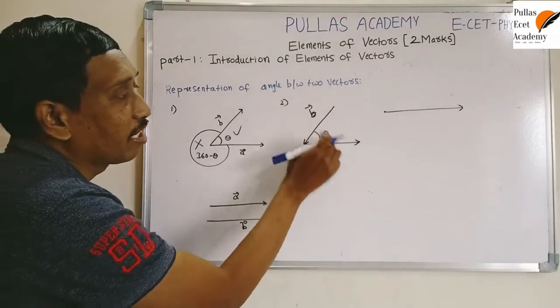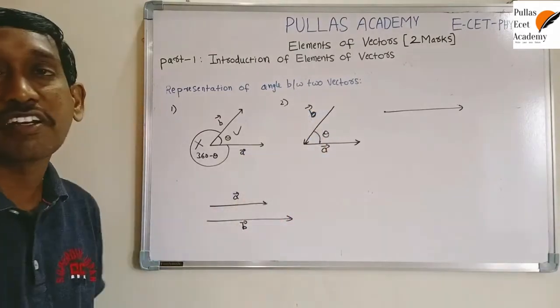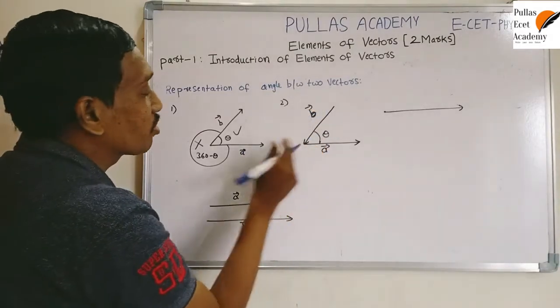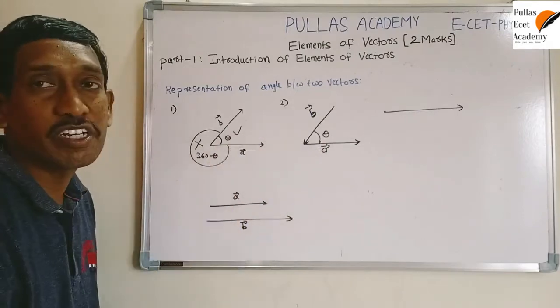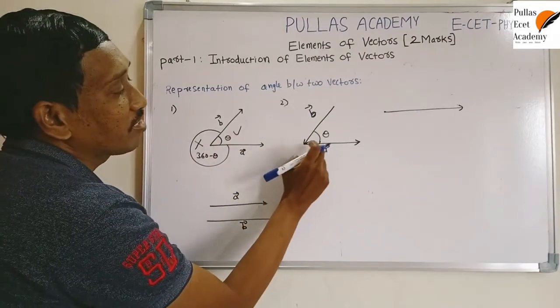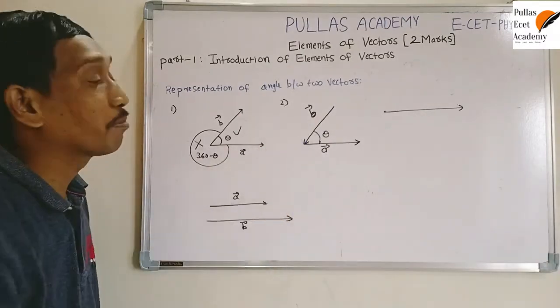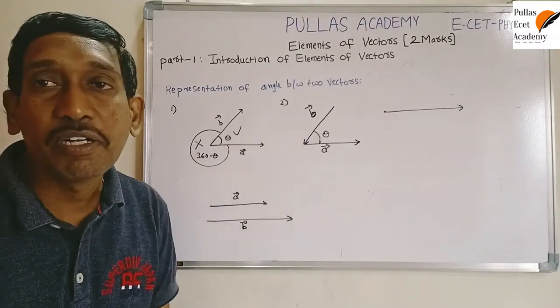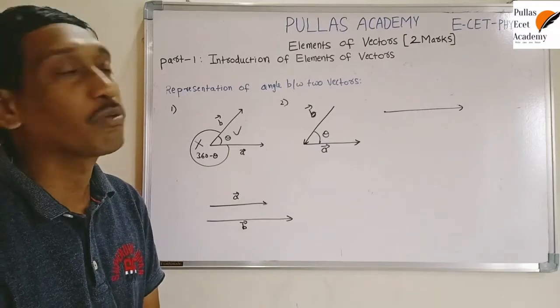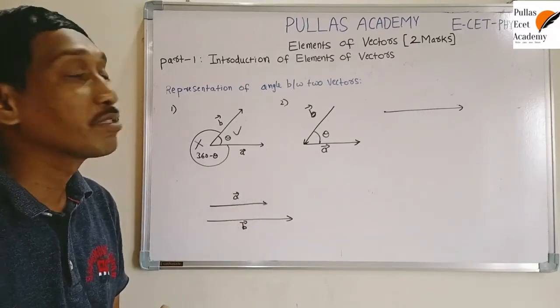This is a smaller angle between these two vectors, but it is not considered. Why? Because here these two tails are not touching each other. Only one tail and one head are touching each other, but this is not considered as the angle between two vectors. This is confusing in the question. Then how is it possible to measure?